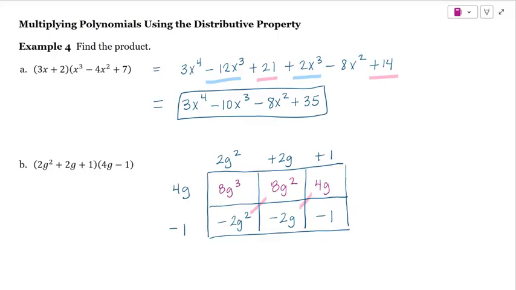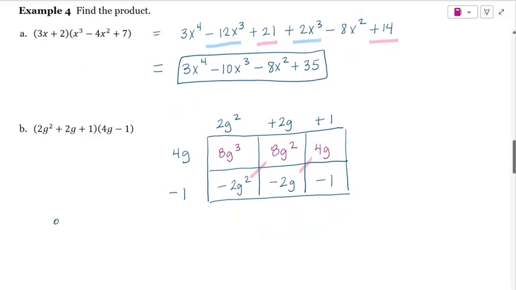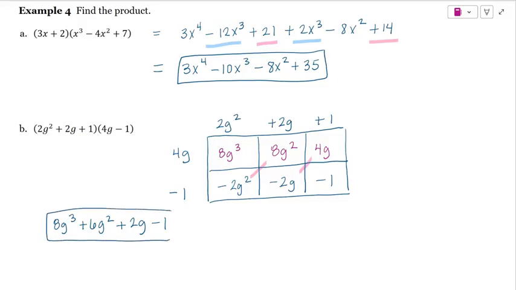So writing our final answer, I'll start in the upper left-hand corner. I've got 8g cubed. Then looking at the squared terms, I've got 8 and a minus 2. That ends up as a plus 6g squared. Looking at the terms g to the first power, I've got 4 and a minus 2. So that's a plus 2g. And then my last constant there is a negative 1. There's just 2 different ways that you can multiply polynomials together.